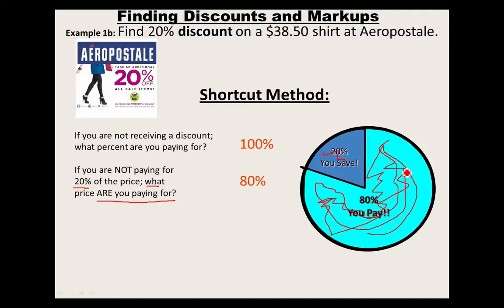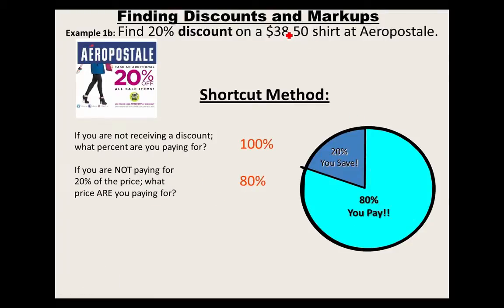So if this was $1, you're only paying 80 cents. If this was $10, you're only paying $8. If this was $100, you're only paying 80. So that's how percents work. It's just a ratio that compares a number to 100. We're paying $38.50, or it was originally $38.50, and you're not paying for 20%. So that's the part we're just going to get rid of.